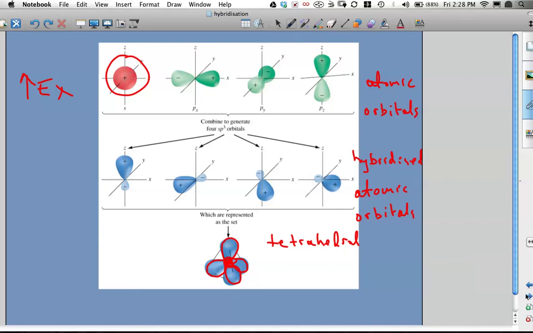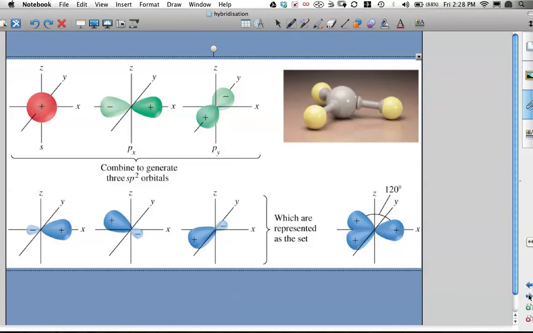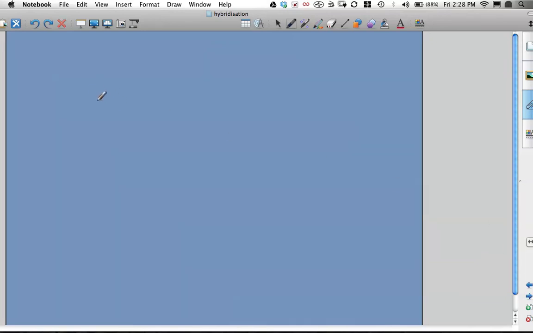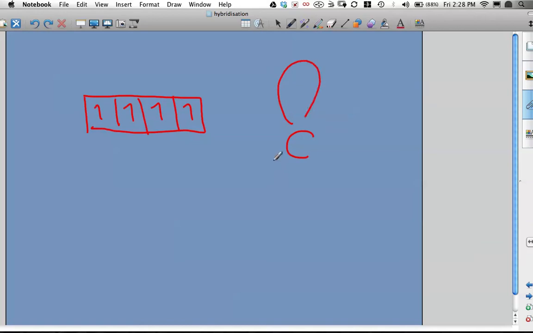Now these are not the same as molecular orbitals. Don't worry about that diagram, I'm going to come back to that later. So we've now got the situation where carbon has got these 4 orbitals, sp3. So we can represent that like this. I'm not going to draw in the nodes, I don't want to confuse you. One here, one here, one here, and one here. And it's forming a tetrahedral shape.